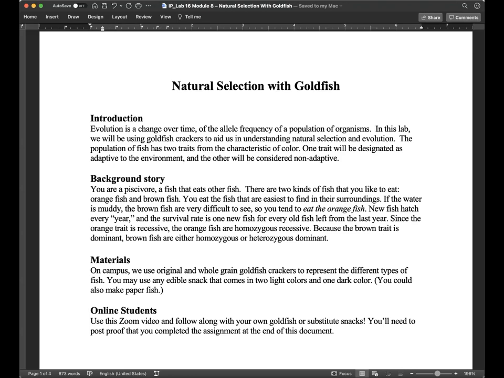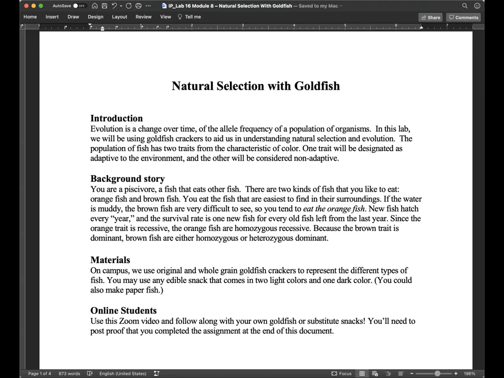Well, if the pond is very muddy, what are you going to be able to see more easily as that predator? Probably the orange fish, right? They'll probably pop out a little bit easier against a muddy background of that little pond water. So what we're going to simulate today is that orange fish are going to be predated upon, or eaten, much more frequently in this population than brown fish are.